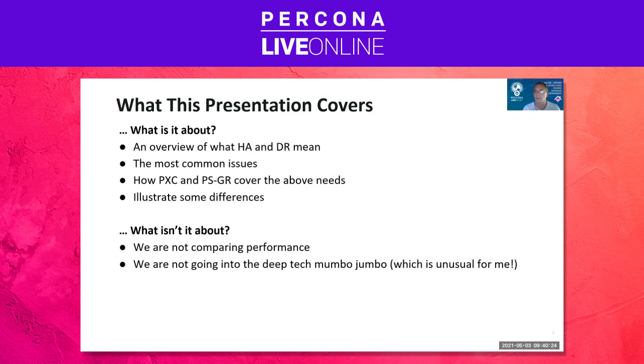What we are going to cover in this presentation is an overview of the concept of high availability and DR, what kind of issues high availability and DR should try to cover, and how Percona Server with Group Replication and PXC are able to cover those needs. We'll see internally how they function, where there are similarities and where there are some differences. It is very high level, not going into the technical details, and I'm not going to compare performance in this presentation.